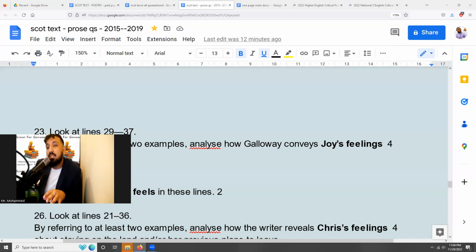All you need to know is when you're studying your Scottish text, look at character, think about the story, and then if there's a setting, there's always a setting. So think about the story, the character, and the setting, and then look at the quotes related to those three sections, and then practice your RUAE skills in analyzing those quotes.